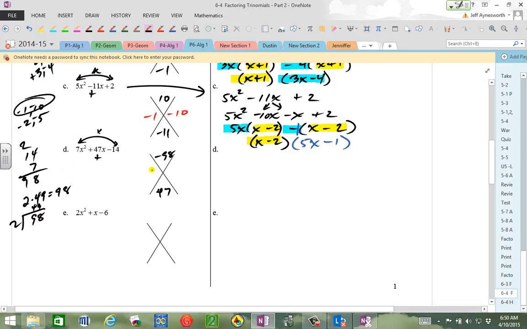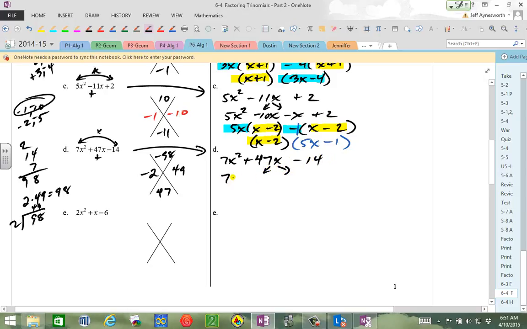So if I use the numbers 2 and 49, make one of them negative, because I have to multiply to a negative. Make the smaller one negative, because when you add them, you want a positive number. So the bigger one has to be positive. Okay, so use those numbers. So here we go. We have 7x squared, plus 47x minus 14. Let me start with just the original polynomial. So splitting the middle term looks like this.